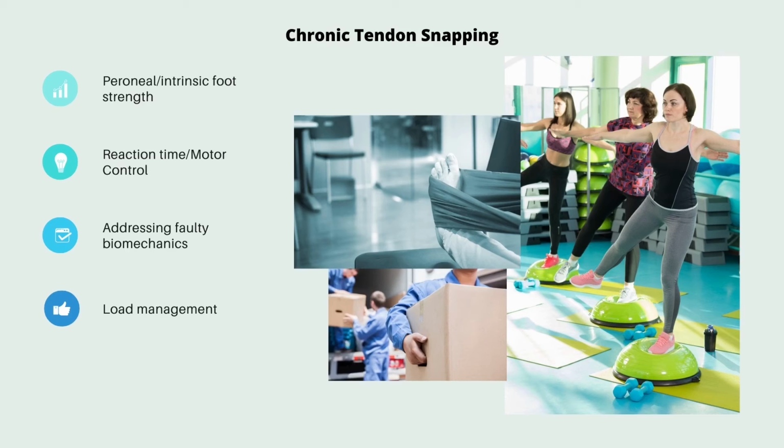In the chronic case of a tendon snapping problem or ankle instability, conservative management examples that help target improving peroneal strength, intrinsic foot muscle strength, reaction time, proprioception, load management, and also addressing any faulty biomechanics and kinetic chain would be helpful to restore ankle stability, therefore reducing the risk of another possible injury.